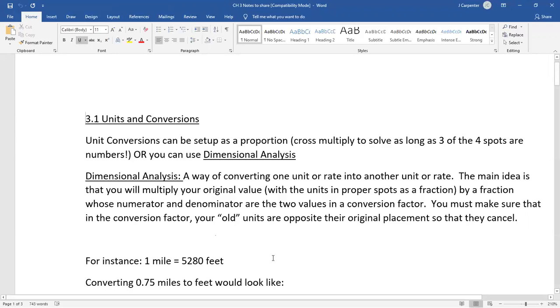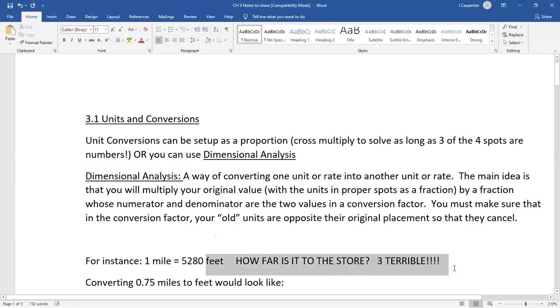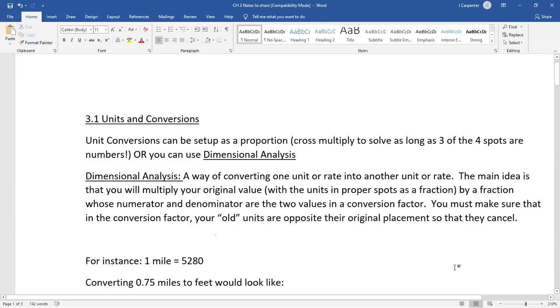Now, in quantitative reasoning, it is extremely important to use your words, to use your units. That's why if you say, how far is it to the store? I'm going to erase this in a second. How far is it to the store? If you say 3, if that's your answer, that is terrible. 3 is not how far it is to the store. You're probably meant to say 3 miles, but maybe you meant 3 kilometers, or maybe you meant 3 nautical miles because you live on an island offshore of North Carolina or something like that. I don't know. But you have got to use your words.